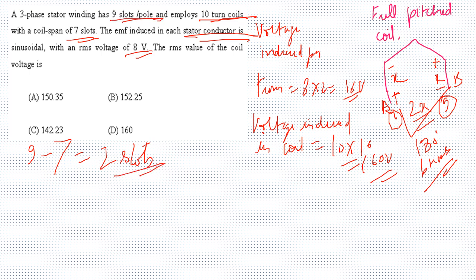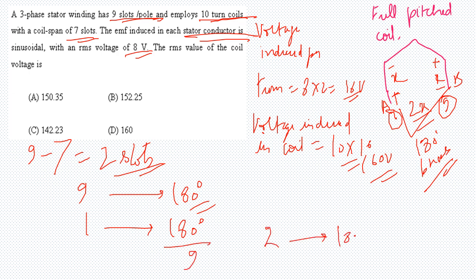Now once we have that information, we can notice one thing, that 9 slots will correspond to 180 degrees of phase difference, as I explained earlier. Because it's a full pitch coil, two conductors which are 9 slots apart will have a phase difference of 180 degrees. So one slot will have a phase difference of 180 by 9, and two slots will have a phase difference of 180 by 9 into 2, which comes out to be 40 degrees. So we now know that the coil is short pitched by 40 degrees.